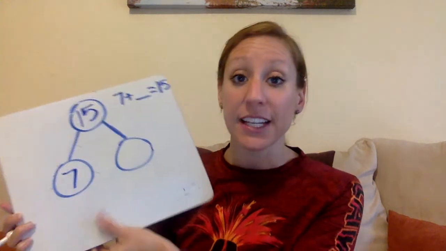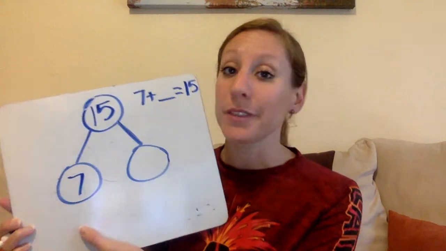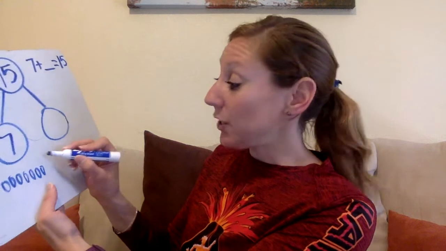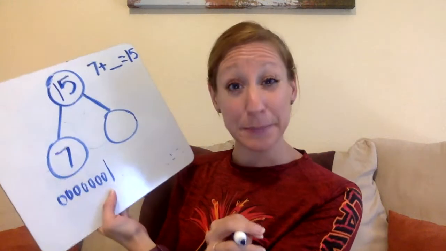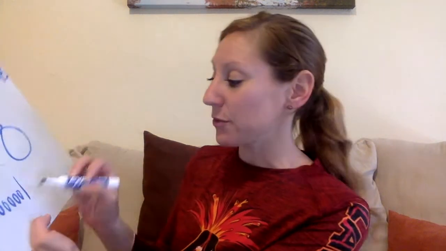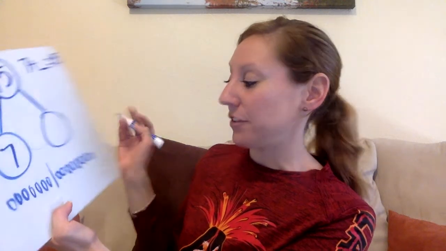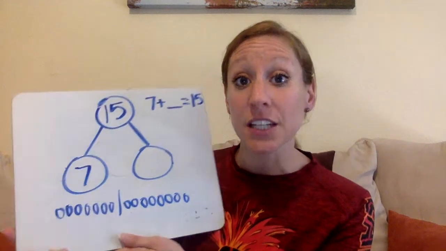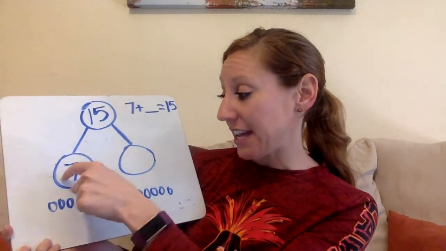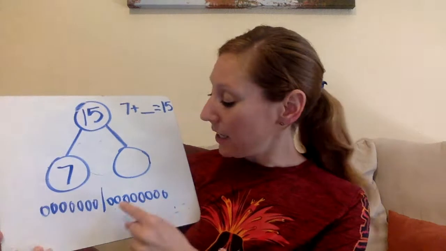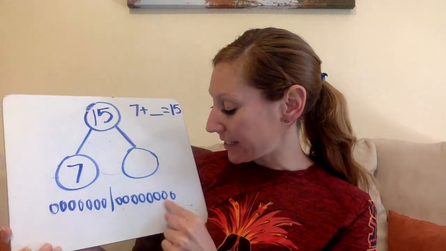So in order to find the other part, we can do a few things. We can draw a picture. So I know 7 is one part, so I'm going to draw 7 circles. 1, 2, 3, 4, 5, 6, 7. And then I know I have to have 15 in all. I'm going to separate them so I can count easier. So 7, 8, 9, 10, 11, 12, 13, 14, 15. So I have 15 in all, and I know this is the 7. So let me figure out this part is going to be these over here. So 1, 2, 3, 4, 5, 6, 7, 8.